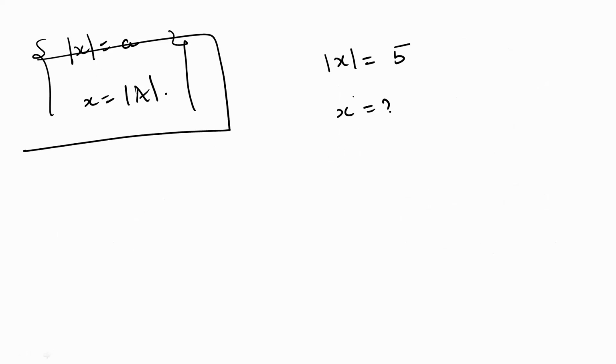Okay fine, so x is equal to plus 5 or minus 5. No, always plus x. Mod is always plus x. Means x is 5 only. Just listen, okay, 5 only.